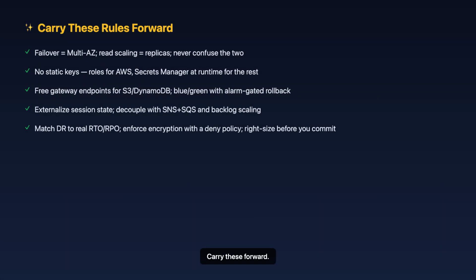Carry these forward. Failover means multi-AZ, read scaling means replicas, and the two are never interchangeable. No static keys ever, roles for Amazon Web Services calls, secrets manager at runtime for the rest. Free gateway endpoints for S3 and DynamoDB, and blue-green deploys gated by a CloudWatch alarm so rollback is automatic. Externalize session state and decouple with SNS and SQS scaling on backlog per instance. Match disaster recovery to the real recovery objectives. Enforce encryption with a deny policy rather than trusting the default. And always right size before you commit.